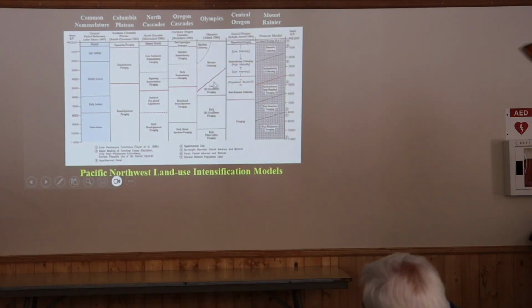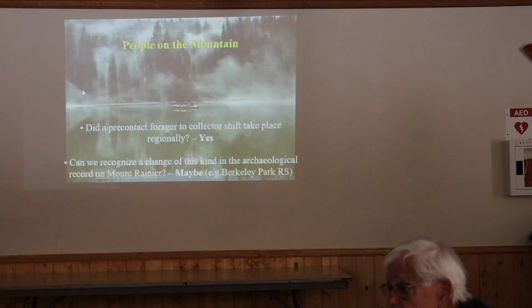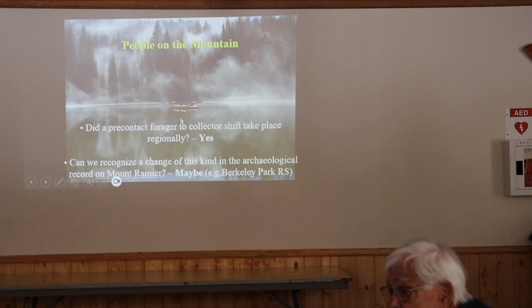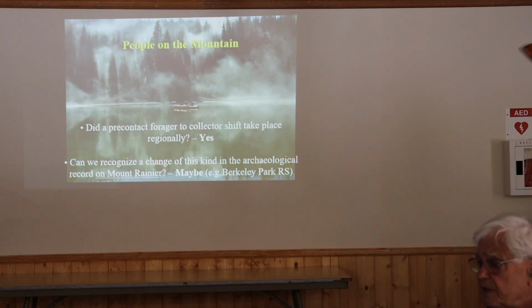These are different models that predict slightly different times, but they're all about the same. And the answer is, did a forager to collector shift take place recently? Well, we know that did. Then you can bring in the lowland archaeological record. Yes, there was a shift towards settlements at about 3,000 to 4,000, 4,500 years ago. Can we recognize a change in the archaeological record on Mount Rainier?